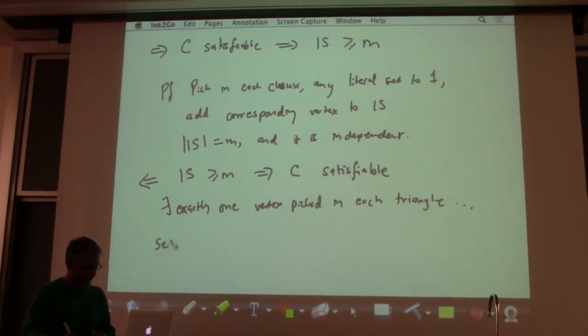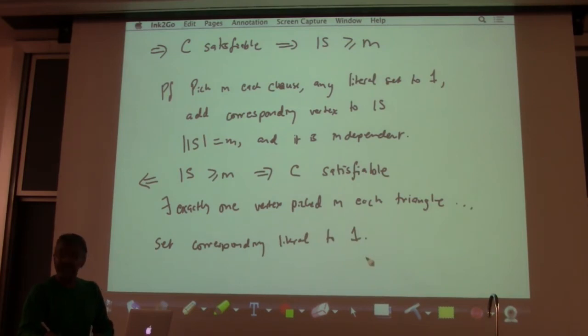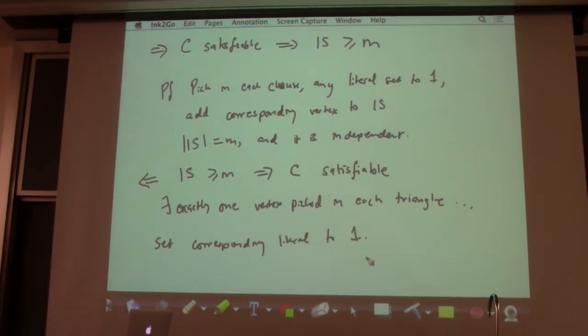Set the corresponding literal to 1. Do we have to specify that the independent set is maximum? No. Did I say maximum? I just said it's more than m. That's all I'm using now. There is no maximum here.